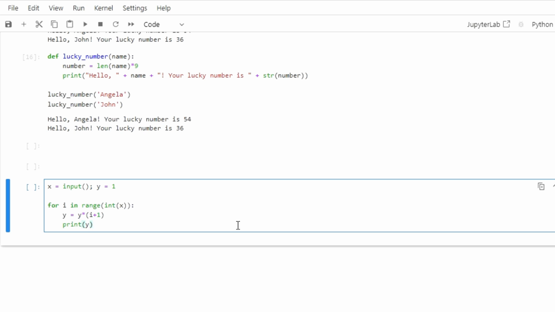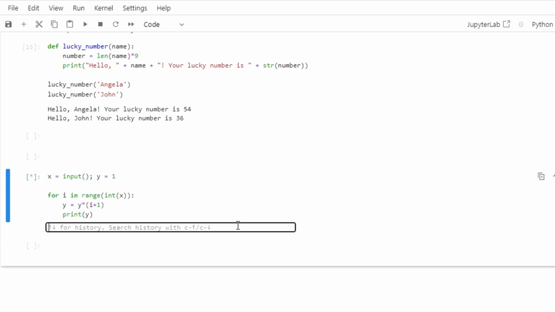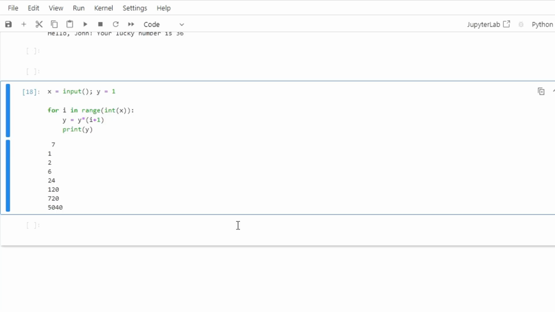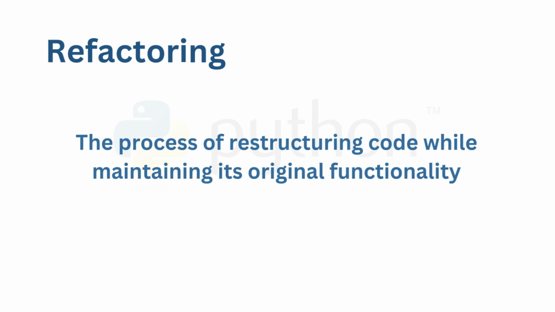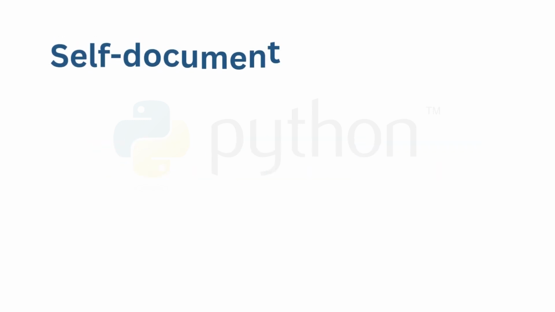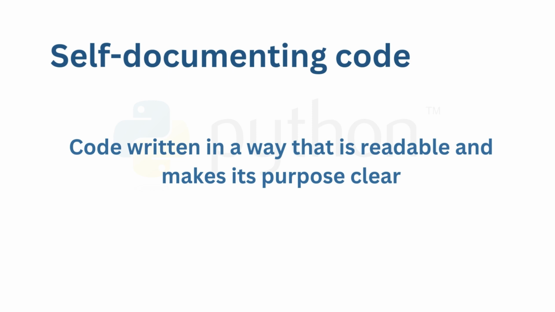Here's an example. These variable names don't really tell us anything about what this code is trying to do. We can run it, and yes, it does something, but it was pretty difficult to read and understand that code. So, let's try to make this code clearer for other users. Refactoring is the process of restructuring code while maintaining its original functionality. This is a part of creating self-documenting code. Self-documenting code is code written in a way that is readable and makes its purpose clear. This involves everything from selecting your variable names to writing clear, concise expressions.